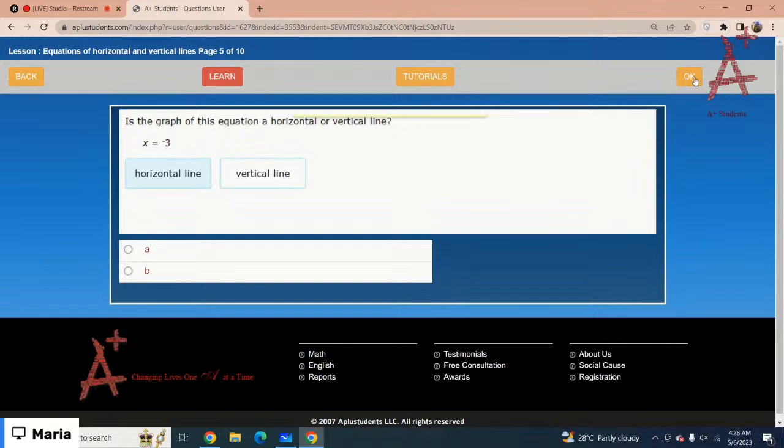Okay, is the graph of the equation horizontal or vertical? You have x equals -3. When x equals -3, that means you have a line that is parallel to the y-axis, vertically. Got it? So it would be a vertical line.